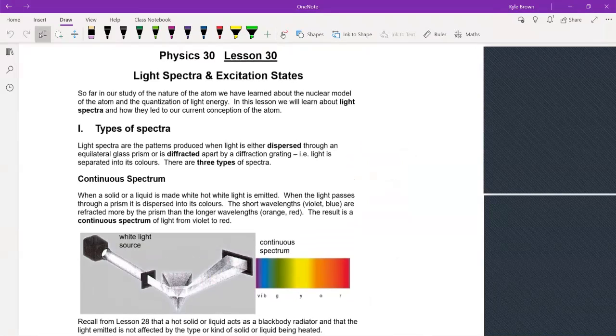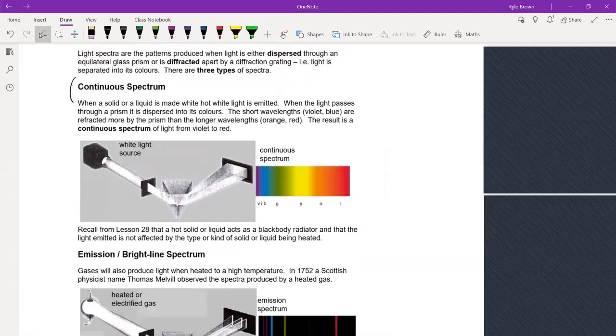There's going to be three main types here. The first one is called a continuous spectrum. The way this works is if you had some white light source, a good example is the sun. The sun gives off pretty much all the colors in it. So white light, remember, contains all of the colors.